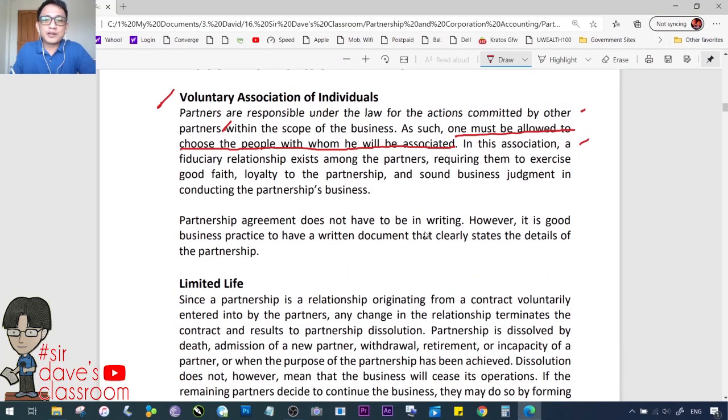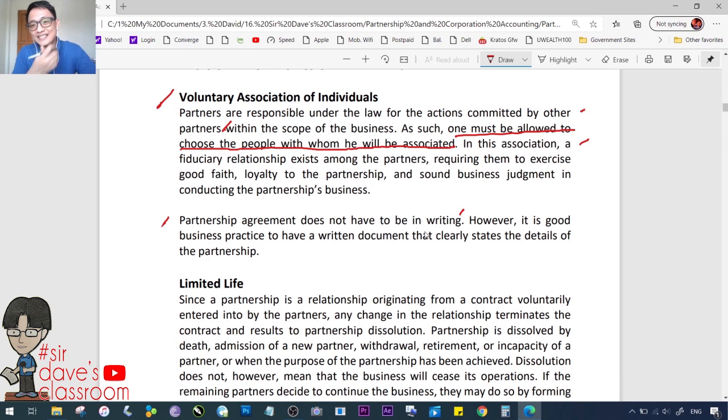Ayan. A partnership agreement does not have to be in writing. Okay? Well, class, may mga technicalities diyan, and we'll get there when we get there. However, it is good business practice to have a written document that clearly states the details of the partnership to avoid problems later on.